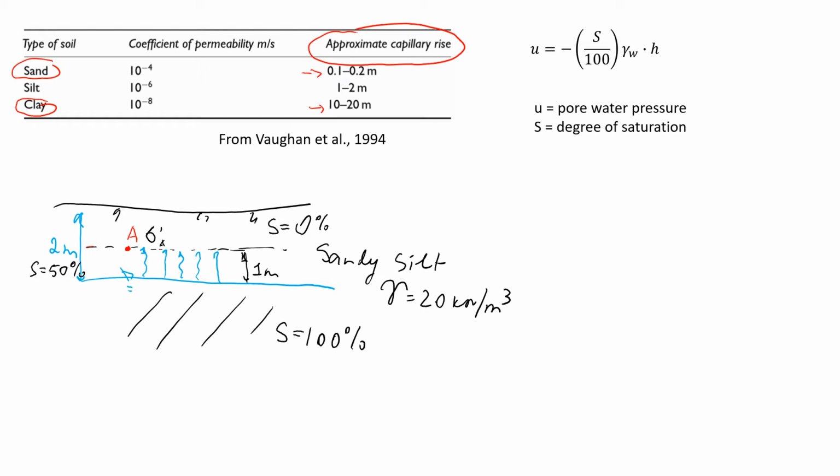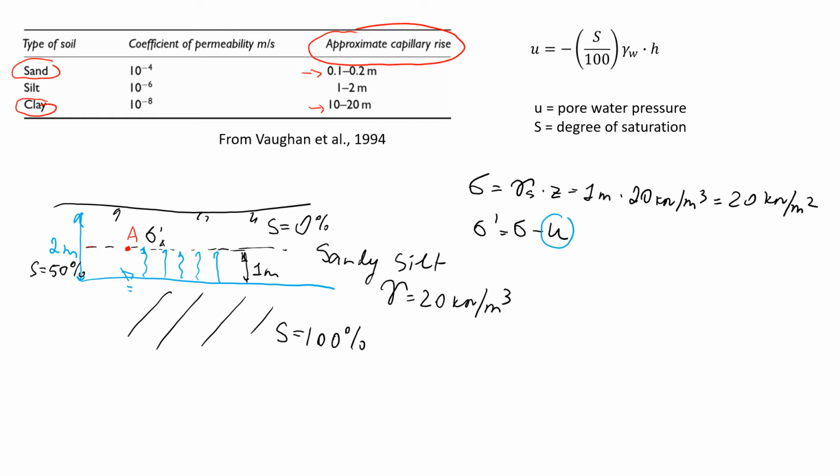First of all we'll find the normal stress, and as you know, normal stress is the unit weight of soil times the depth of the soil. In this case to point A it will be 1 meter, so 1 meter times 20 kilonewtons per cubic meter will give us 20 kilonewtons per square meter. To find effective stress, we need to subtract pore pressure from the total stress. So now let's find the pore pressure.